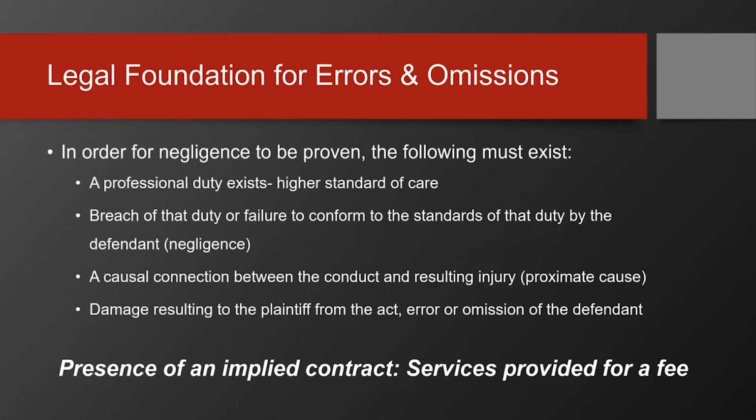There has to be a direct connection, or a causal connection, between that conduct and the resulting injury. The financial loss has to be as a result of that professional service. And then that damage has to be directly due to negligence or directly tied to the act, error, or omission of the defendant. That's the real key here. So it all has to be financial loss as a result of negligence by the professional. That's kind of how I would sum all this up.